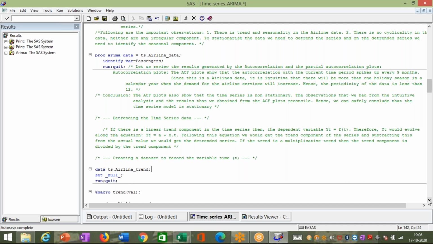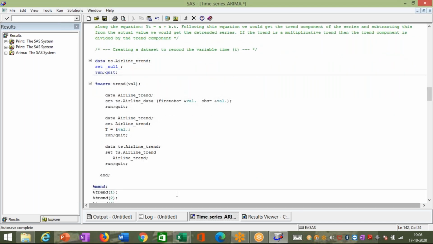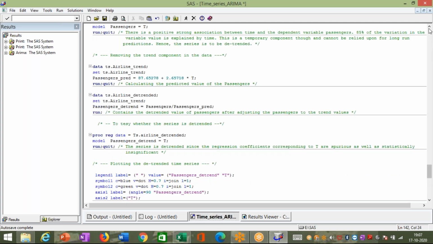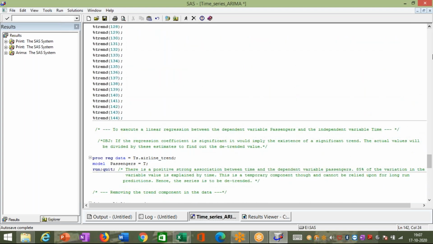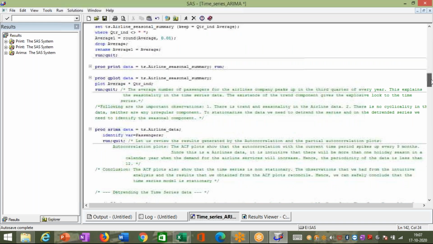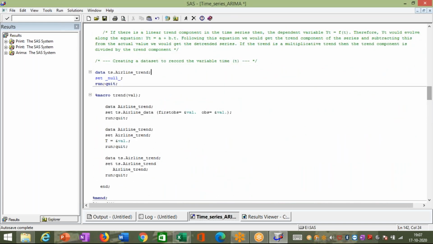Now, what we need to do is, because there is some element of repetitiveness, right? So over here, what I'm trying to do is I'm just trying to find out the time component, right? And once I have identified the time component, then I will be modeling the passengers. So what we are doing over here is the following. So let us follow this one by one.